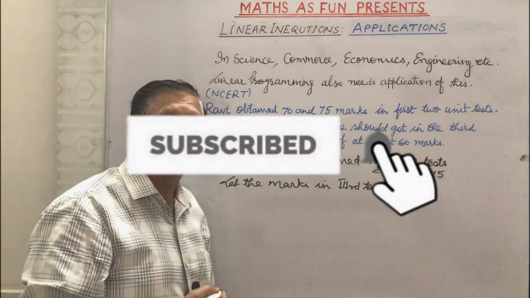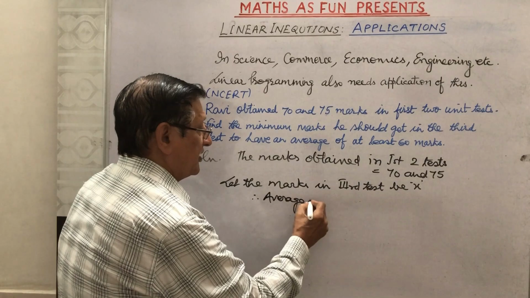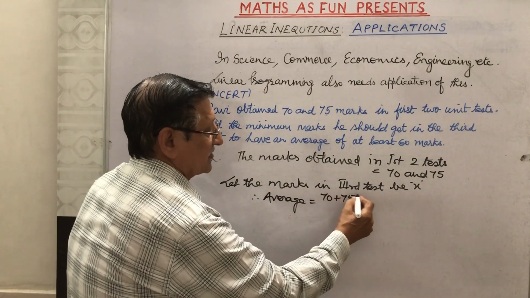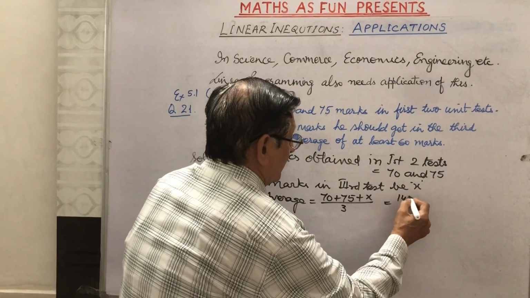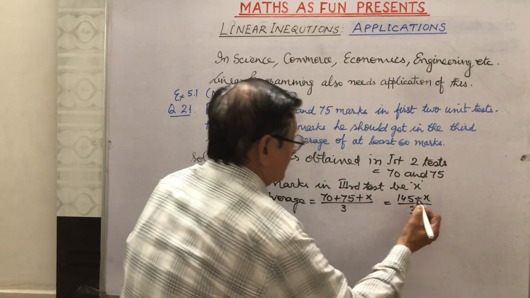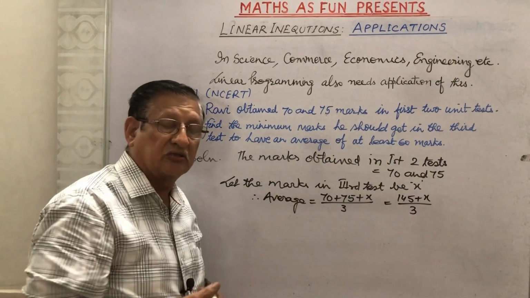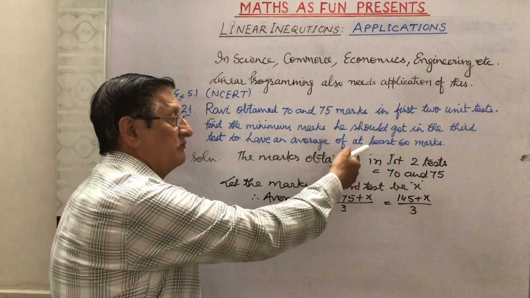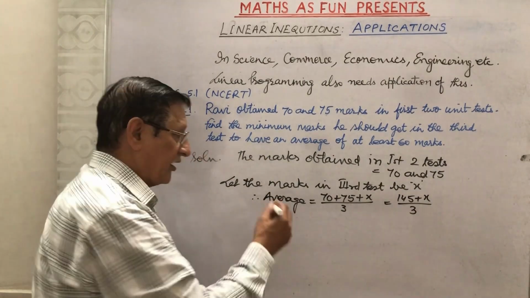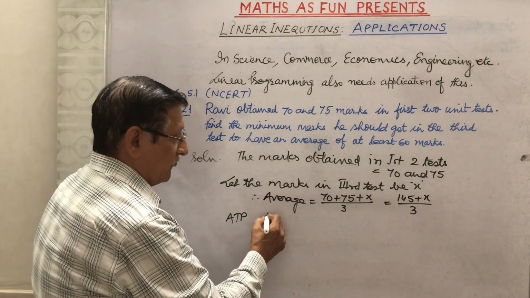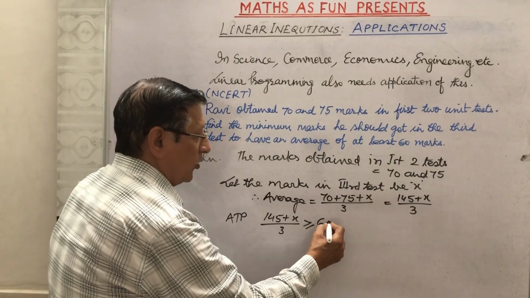Average is the sum of quantities upon the number of quantities. Therefore, the average of marks will be equal to (70 + 75 + x)/3, that is (145 + x)/3. According to the problem, this average should be greater than or equal to 60, because the minimum is 60, so it must be more than or equal to 60. So we write (145 + x)/3 ≥ 60.